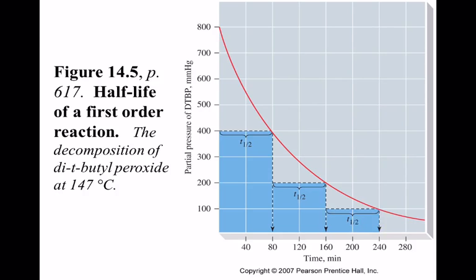But notice the half-life looks like it's, what, 80? 80 minutes is the half-life. T1/2 is 80 minutes. So every 80 minutes, you get half of what you had 80 minutes ago. I think that is so cool.